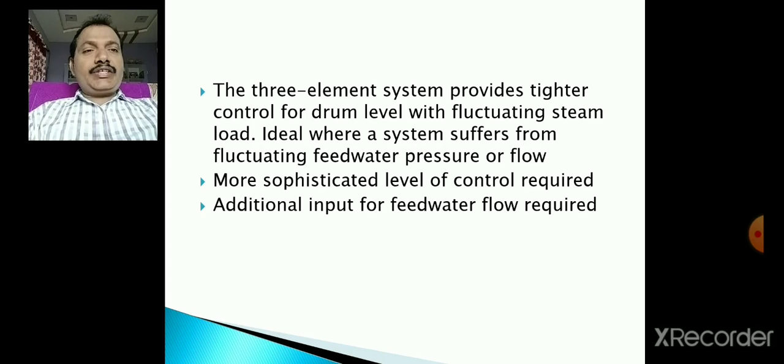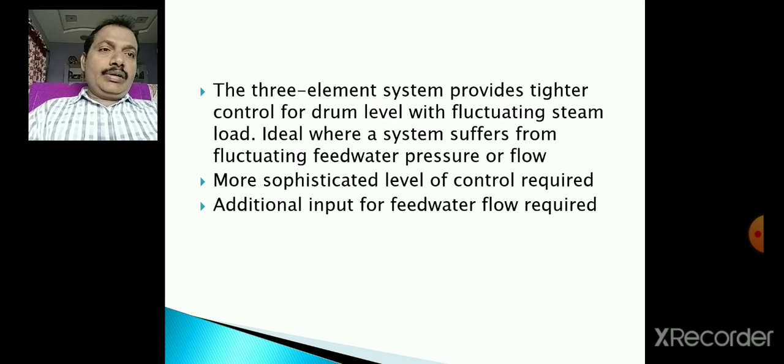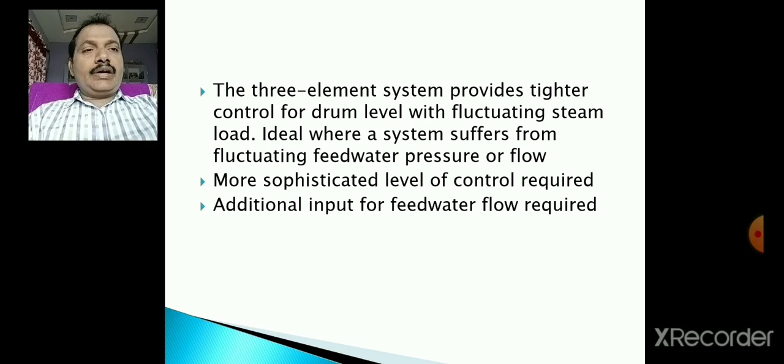The three-element system that we have discussed provides tighter control for drum level with fluctuating steam load. So it is ideal where a system suffers from fluctuating feed water pressure or flow. For a more sophisticated level of control, an additional input for feed water flow is required. So this is a three-element system which will give us the regulation.